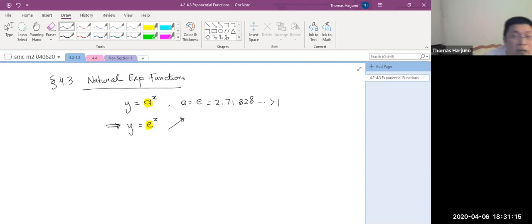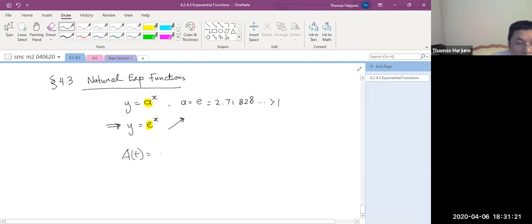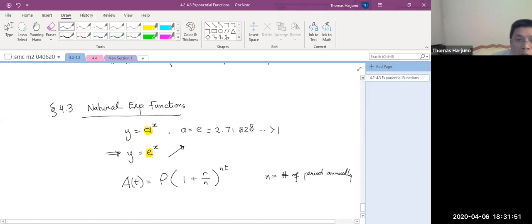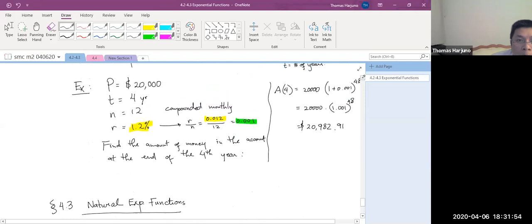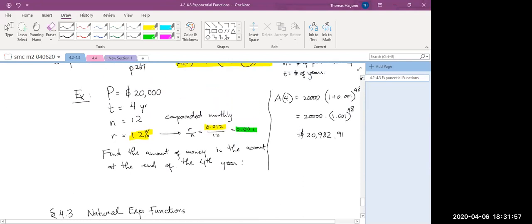The reason is because of what we learned earlier about the amount of money we have after depositing. Let's say we have something like this, and n is the number of periods annually. In our previous example, we use n equals what? The number of periods per year. 12. Okay, so it's compounded per month, right?